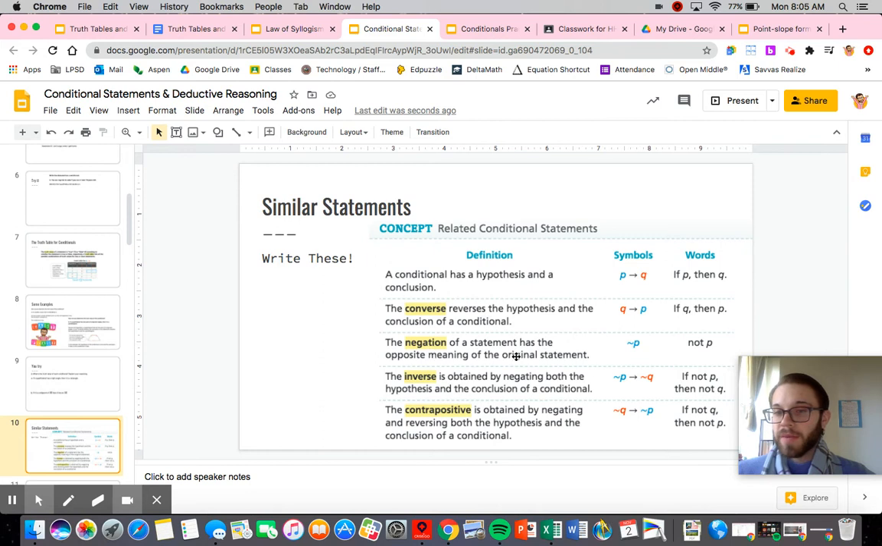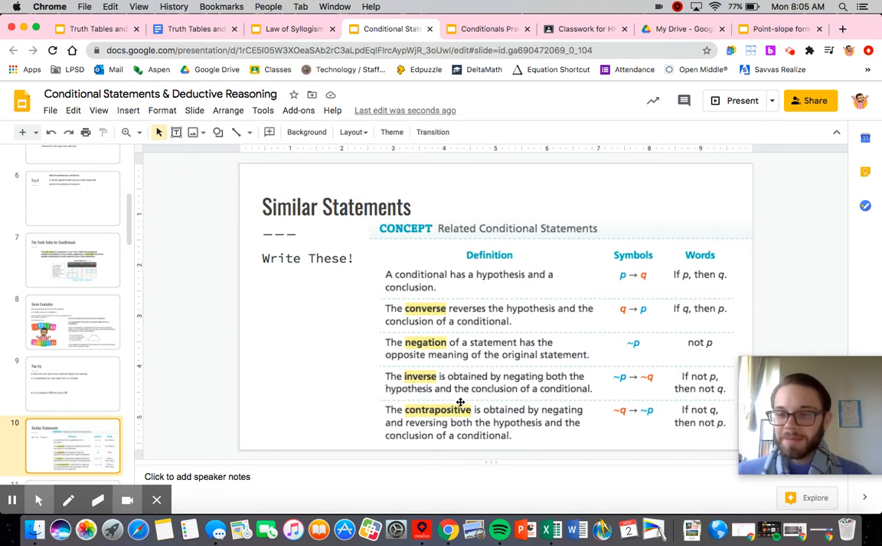The negation, we've already been over that, not P. So if a number is not even, you could say a dot, but we're going to explicitly use not even for ease of the not. The inverse is obtained from not P implies not Q. So if not P, then not Q. If a number is not even, then it is not divisible by 2. The contrapositive is not Q. If not Q, then not P. So if a number is not divisible by 2, then it is not even.